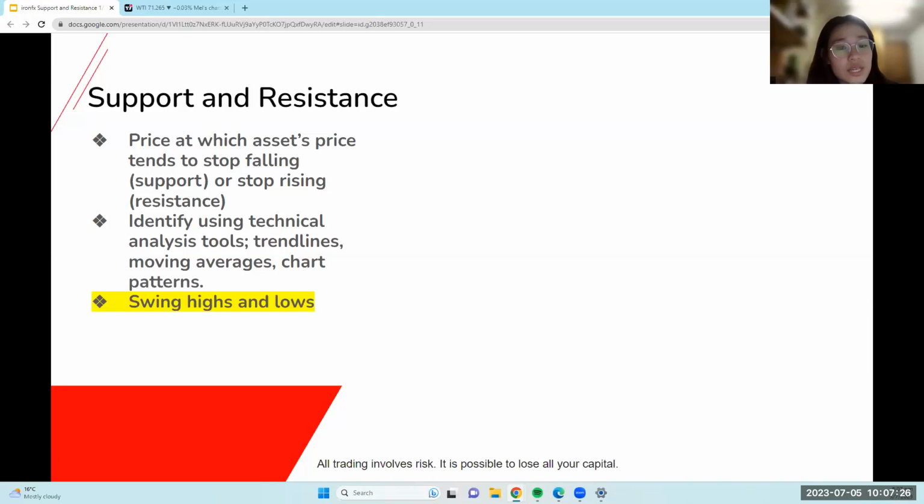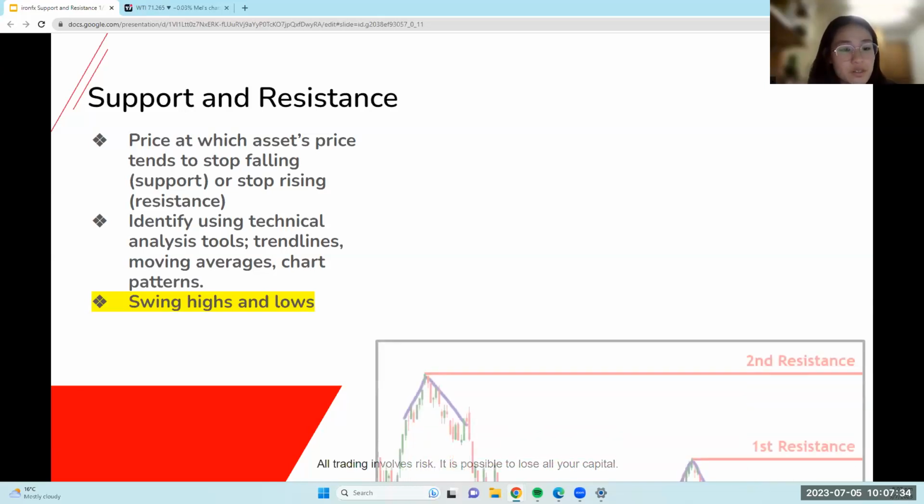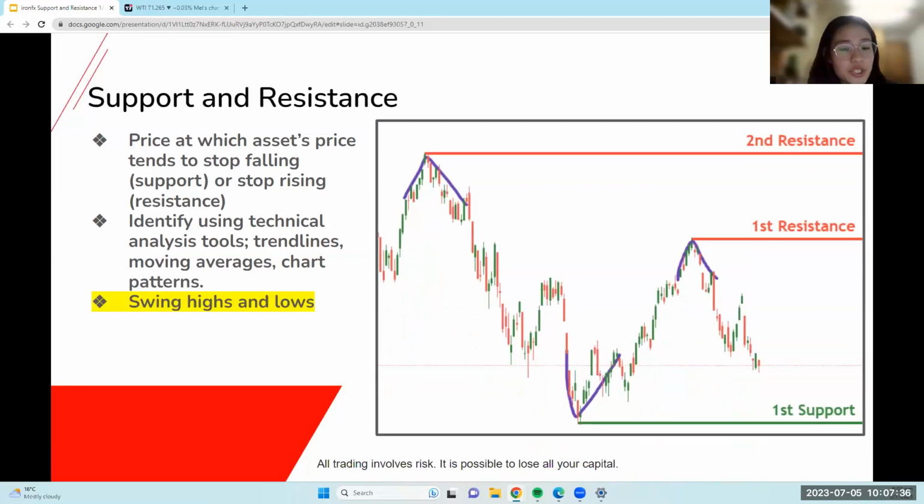So this is what we'll be focusing on today. It's important to note that these levels are not absolute and can change over time, so continuous monitoring is necessary. I've added an image here for you to see how we can use swing highs and lows as resistance and support levels, but we'll go through a couple more examples in the next few slides. Take note of how there are clear peaks and troughs in the market structure in order for them to be used as resistance and support levels.